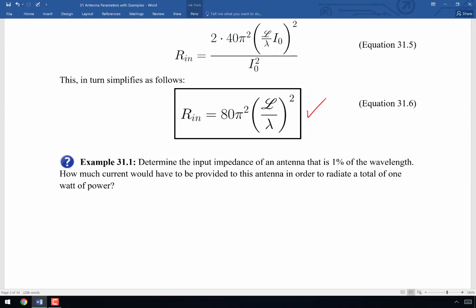1 watt is not very much, so we're talking about a relatively small amount of power that we would be radiating. We want to know how much current that would require. Well, we know that we can calculate R_n equal to 80π² times (0.01λ/λ) squared. The lambdas cancel, and we're left with 0.0789 ohms. Now, if that number seems ridiculously small to you, good job.